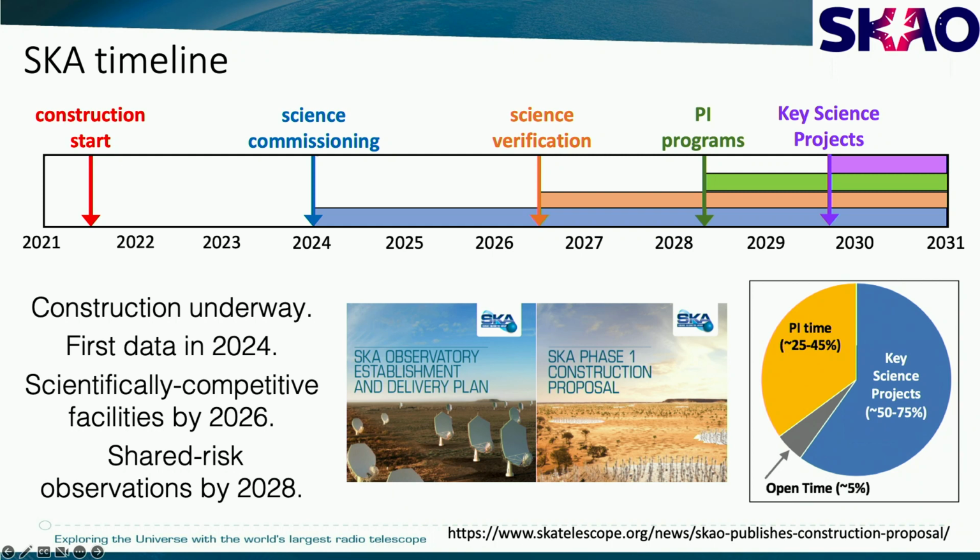But because the SKA is an interferometer, it's a collection of arrays and antennas, they actually start taking data before construction is complete. And so these facilities are going to be scientifically competitive by 2026. They will be the most powerful radio telescopes in the world, even though they're still being built. And there'll be data available to the community. The first data, I should say, will be available in 2024. The first scientifically competitive data will be available in 2026 with full observations in 2028. So we are on the verge of getting the first data from these new facilities, which is pretty exciting.